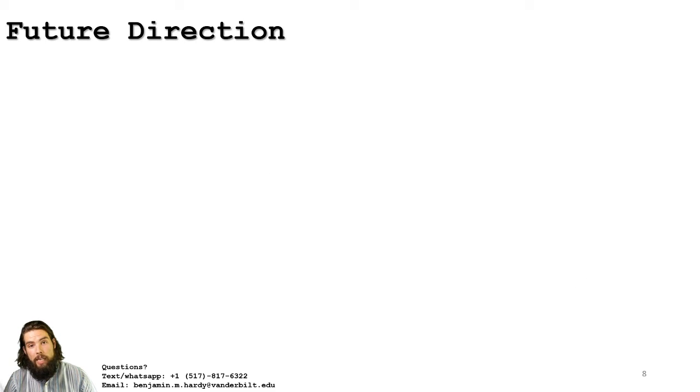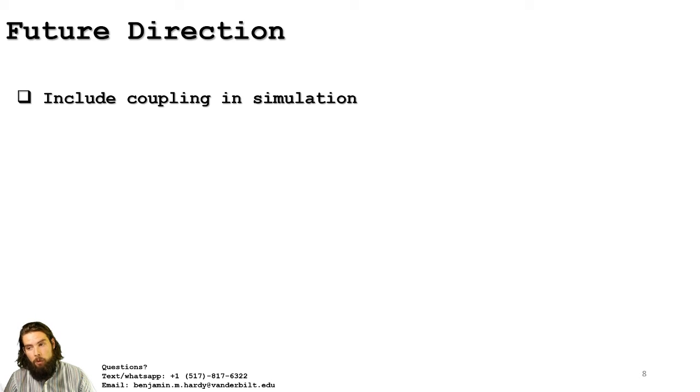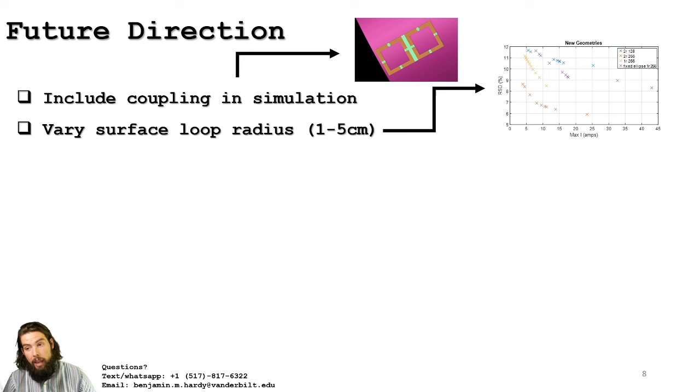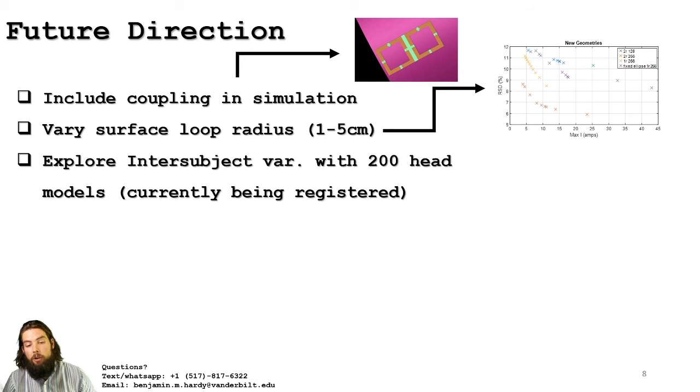A future direction that I want to take this work is to include coupling in my simulation. As of right now, I'm ignoring it. I want to vary the surface loop radius to see how much a larger loop will give back in terms of homogeneity and efficiency. I want to explore intersubject variability with our custom 200 head anatomically correct models, which are being segmented presently.